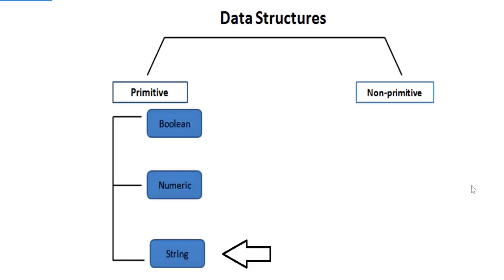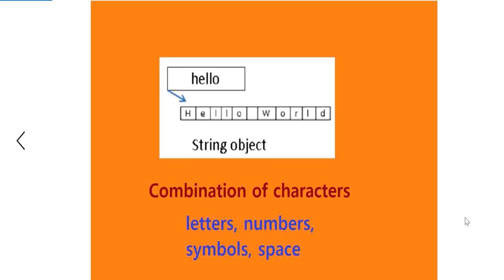After numeric, another primitive data type is string. A string is nothing but a combination of multiple characters, and in Go language, each and every character of a string is considered a byte. So we can say that in Go language, a string is a collection of multiple bytes. Let's see how to use strings in Go language.